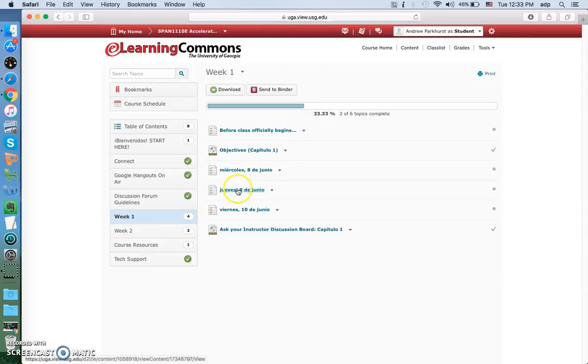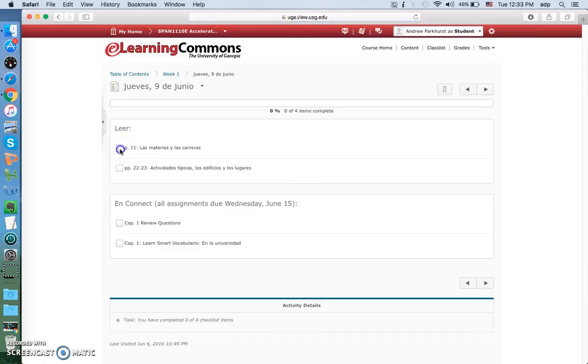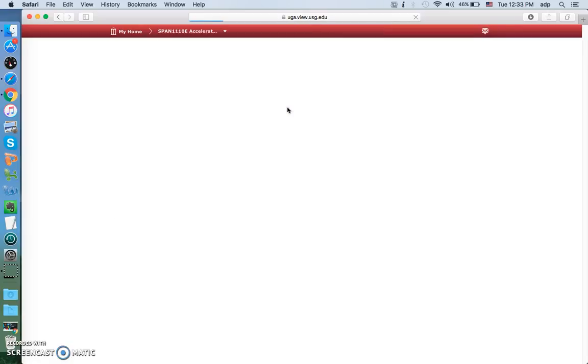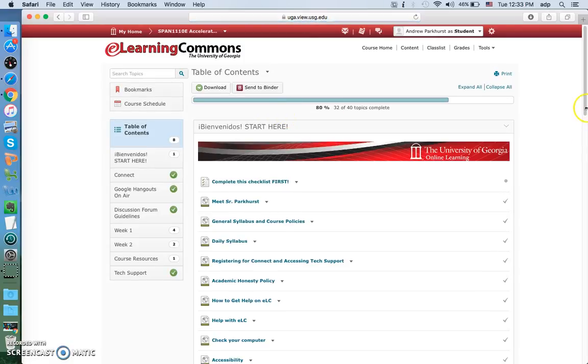And that way, you can check off when you do it. Like, I've read this, oh, that means I've done 25% of what I'm supposed to do that day. And you stay on top of this and keep referring to that daily syllabus to know what's coming up as well. I think that's pretty much it on the eLC part.